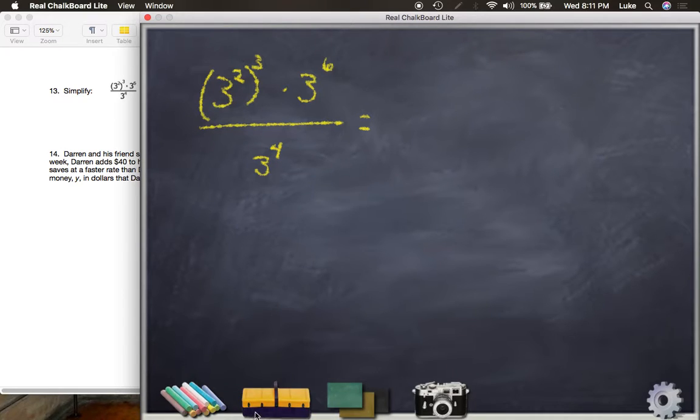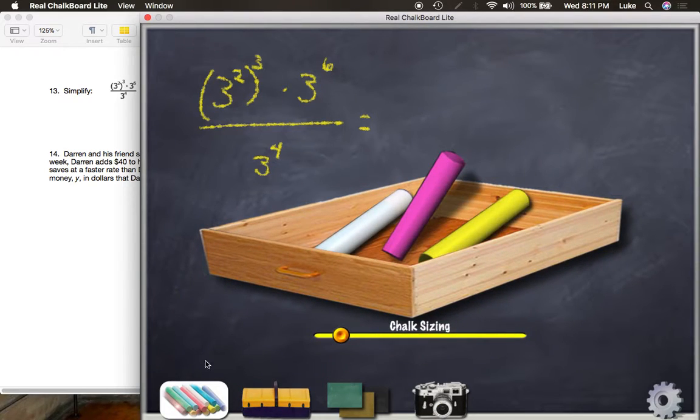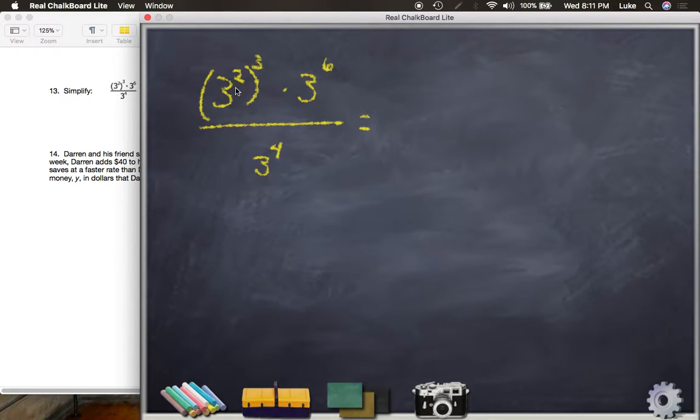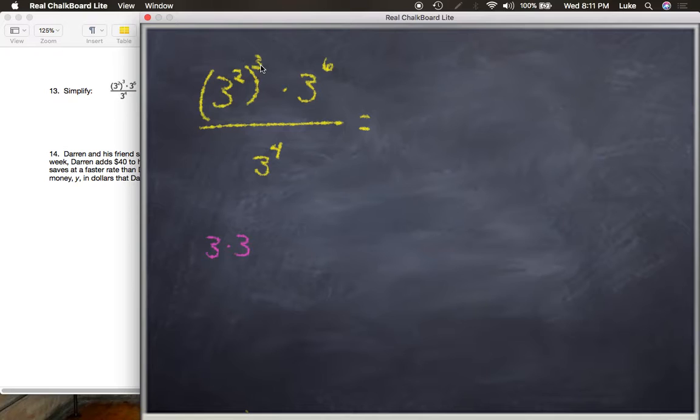Now, I want to illustrate some of these properties just so that everybody understands what I'm talking about. If we have 3 squared, that's the same as saying 3 times 3. If we raise that to the third power, that's like saying that 3 more times. So 3 times 3 times 3 times 3 times 3 times 3. So that's 3 squared to the third power. Now, if we count how many 3's are multiplying here, there's 1, 2, 3, 4, 5, 6 3's, so 3 to the sixth power.